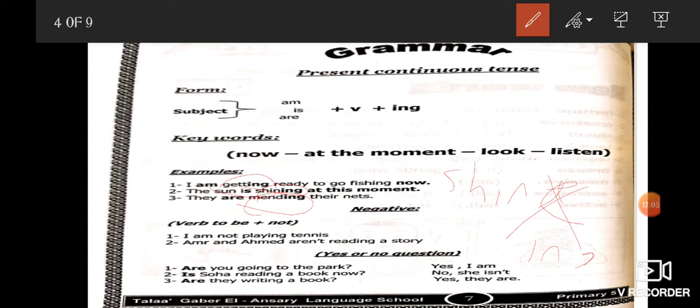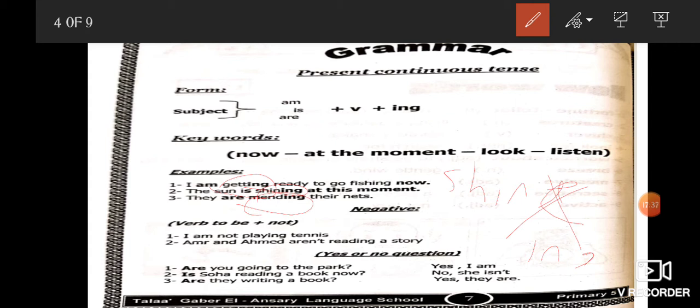So I have three endings with the verb ing. The first one to put ing, like play, playing. Second one, the verb that ends with e, I cancel the e and put ing, like shine, shining, drive, driving, make, making. Okay, verb that ends with one consonant and before it one vowel, like run and swim and get and cut and put. We are making doubling to the last letter and put ing. Do you understand? Okay, let's turn to the negative form.